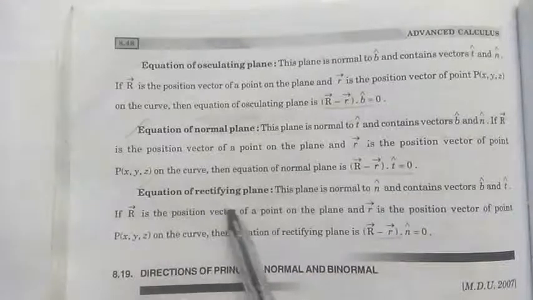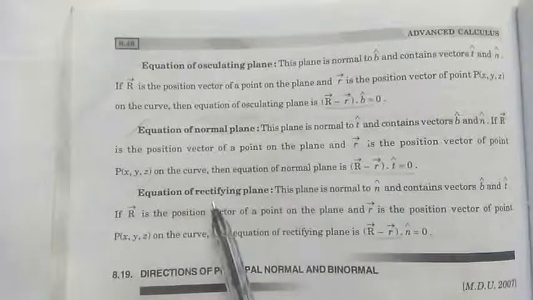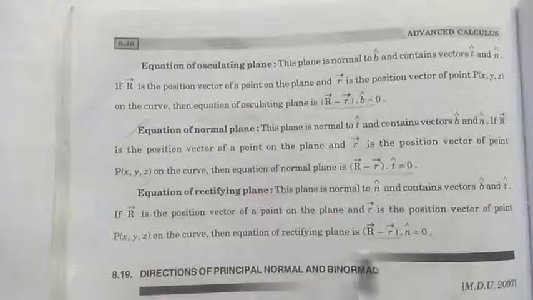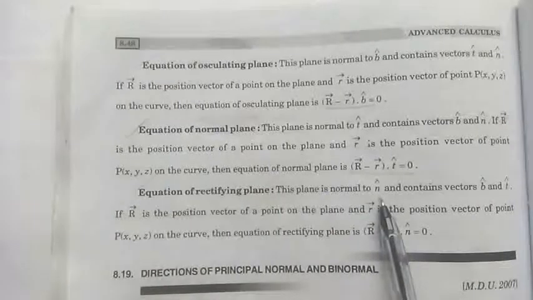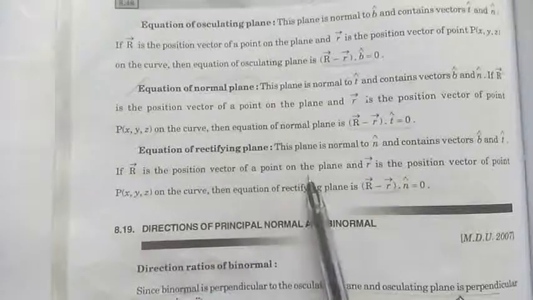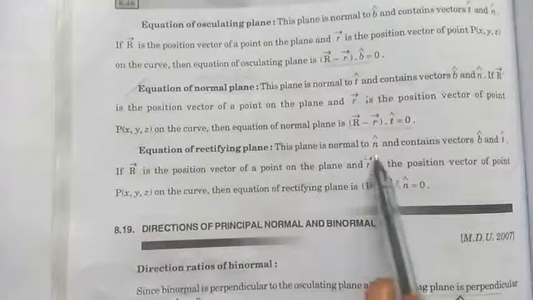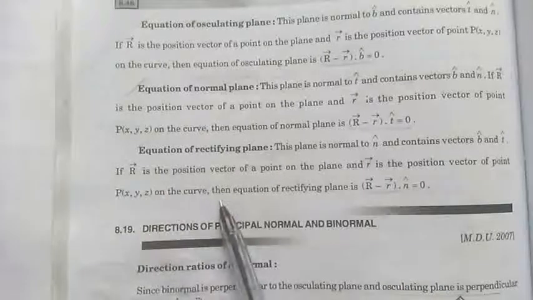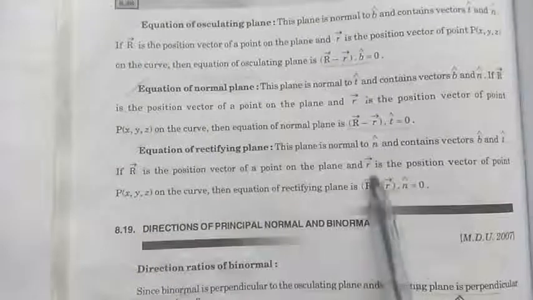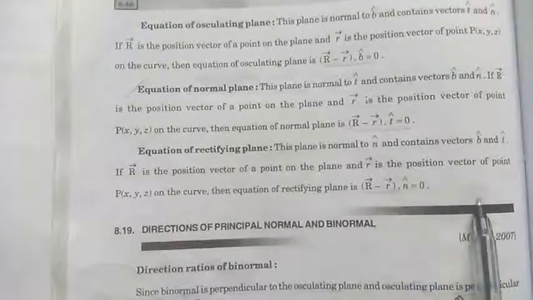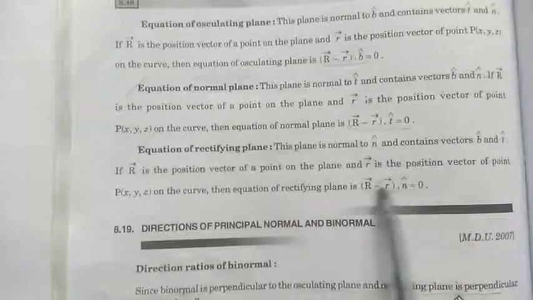Now to find the equation of the rectifying plane, as we have already seen, the rectifying plane contains the vectors B cap and T cap, and it is normal to the vector N cap. So if we take R as the position vector of a current point on the plane and r as the position vector of the moving point P on the curve, then because the vectors R minus r and N cap are perpendicular to each other, their dot product will be 0. So this is the equation of the rectifying plane.